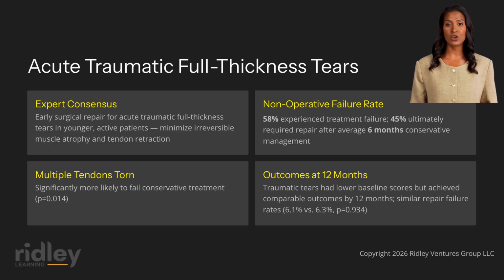A multi-center cohort study comparing degenerative and traumatic full-thickness supraspinatus tears after arthroscopic repair found that patients with traumatic tears had lower baseline functional scores but achieved comparable outcomes by 12 months, with similar rates of repair failure at 6.1% versus 6.3%, showing no meaningful statistical difference between the two groups.